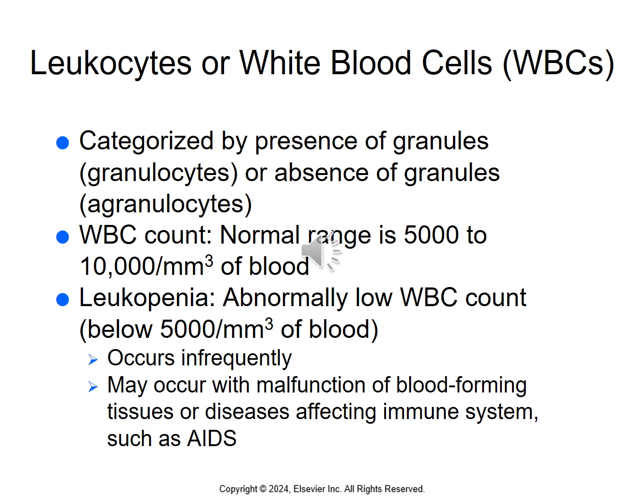Leukopenia is anything with a white blood cell count below 5,000. And it may be occurring because of malfunctioning in the blood forming tissue or disease affecting the membranes. So the primary function of white blood cells is protection and immunity. That's very important for you to know.